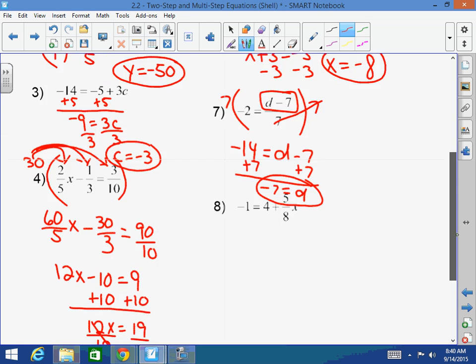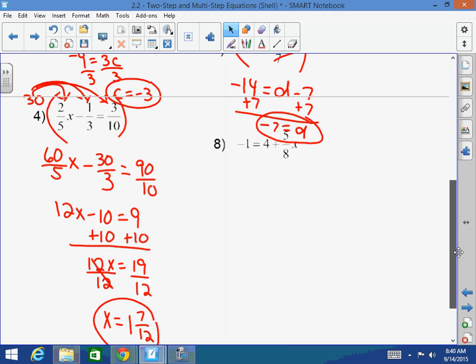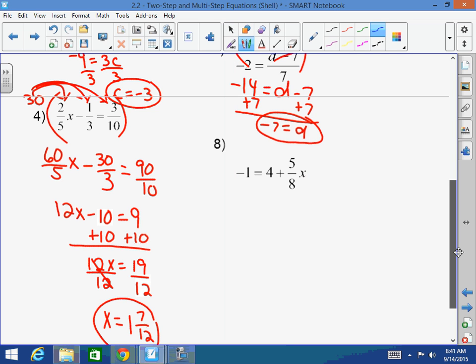Now, don't get confused. Okay? This guy here is not the same setup as we had before. This 5/8 is attached to the x and the x alone. So in this case, you do a two-step equation. You subtract 4 to both sides. -5 equals 5/8 x. 5/8 is being multiplied to x.